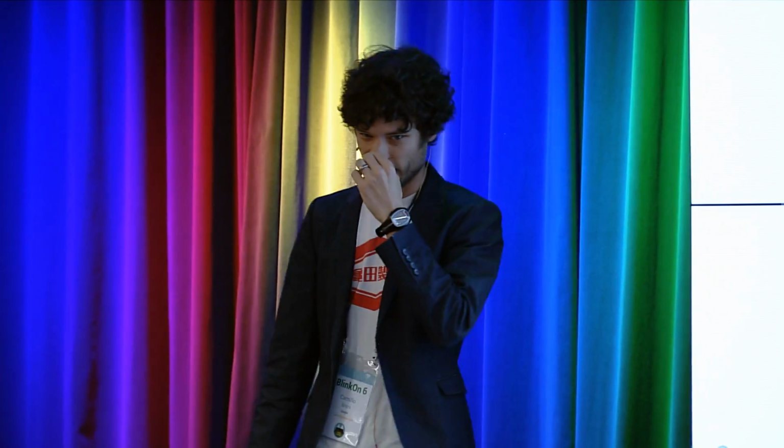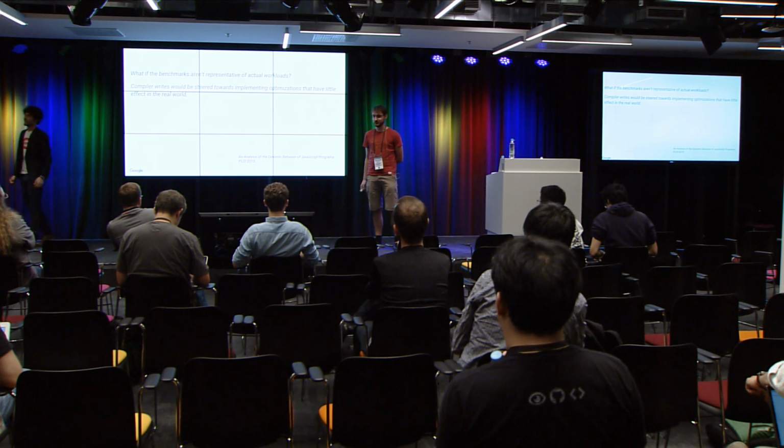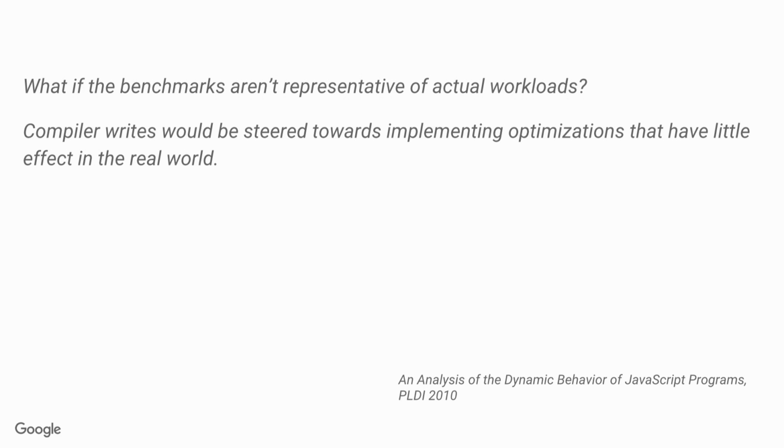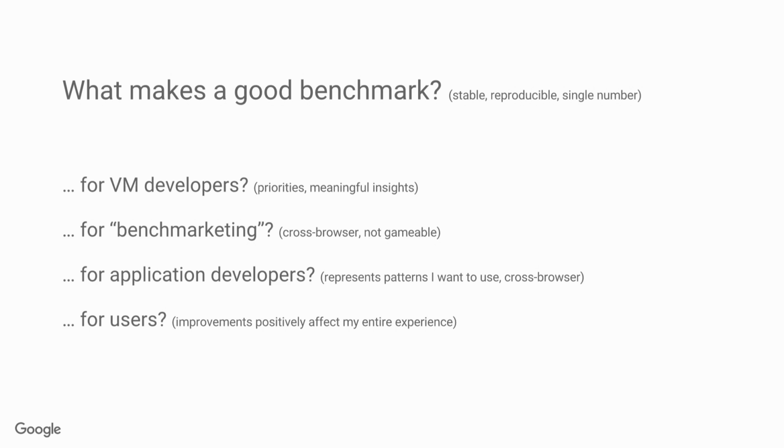So in 2010, there was already a group of researchers which asked this question: what if the benchmarks aren't actually representative of actual workloads? The problem then, of course, would be that compiler writers would be steered towards implementing optimizations that have little or no effect in the real world. So that brings us to the question: what is actually a good benchmark?